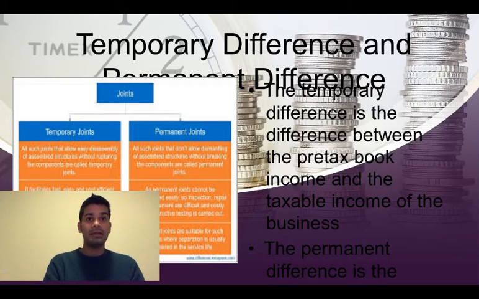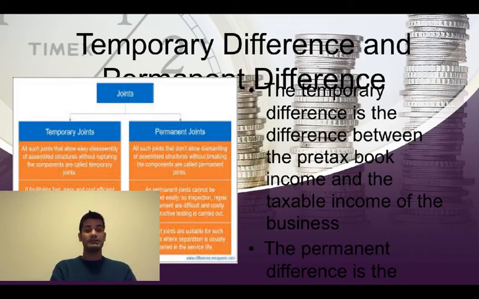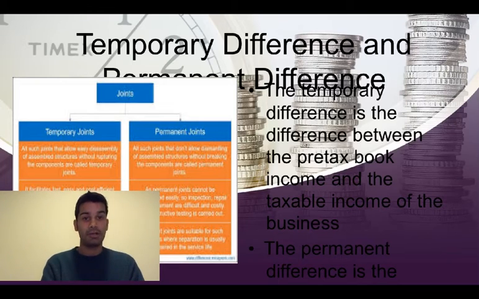On the other hand, the permanent difference is the difference between tax expenses incurred and the tax payable by the company in actual. One example of a permanent difference is penalty or fines paid by the company due to non-compliance. And I'm going to move to the next slide.